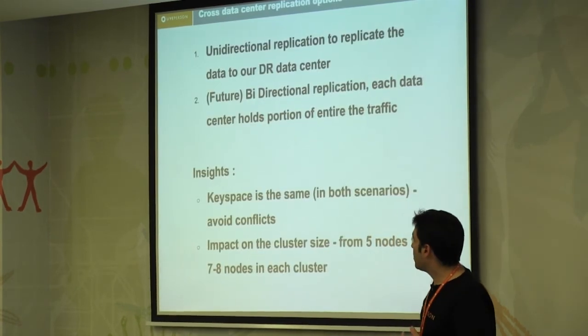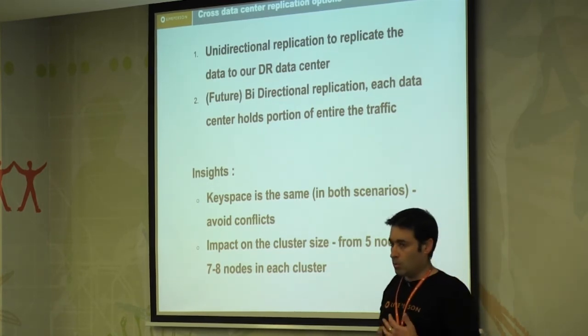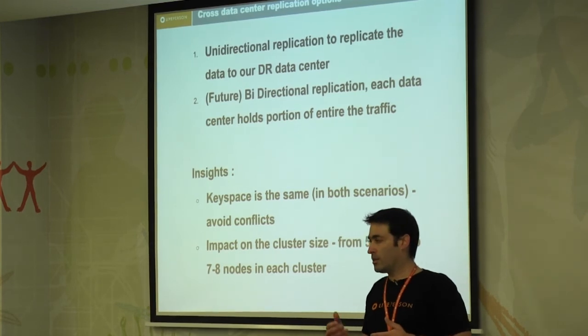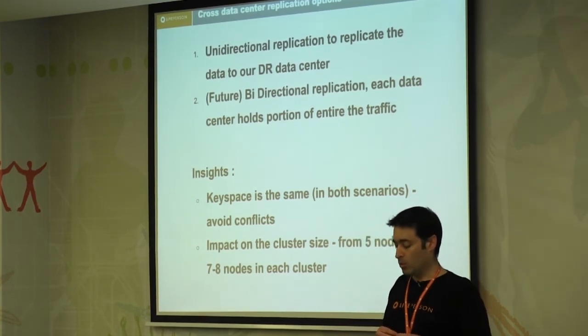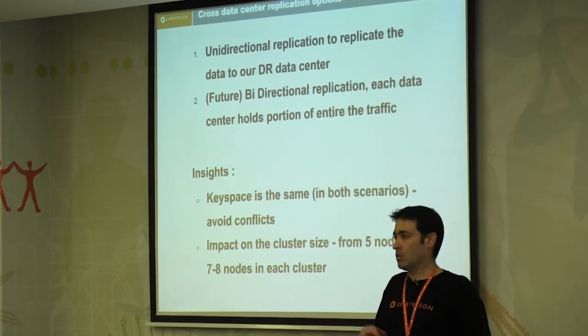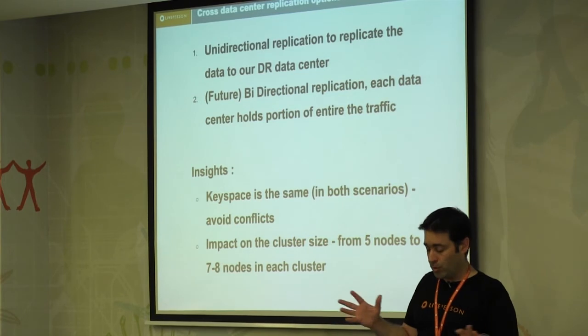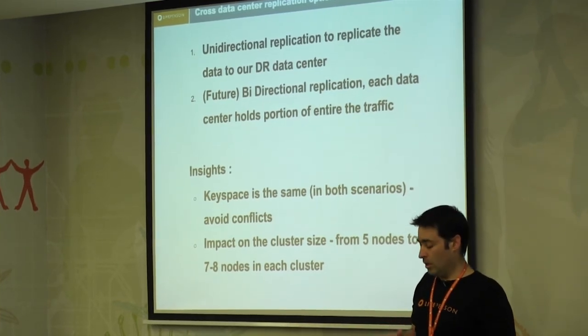So I'm going to speak a little bit about cross data center replication. Today, as I said, the system is in production, and we are using unidirectional replication. For us right now, the system is kind of in a DR mode. One data center is the active data center, and the other is for data recovery. So we do the streaming already.